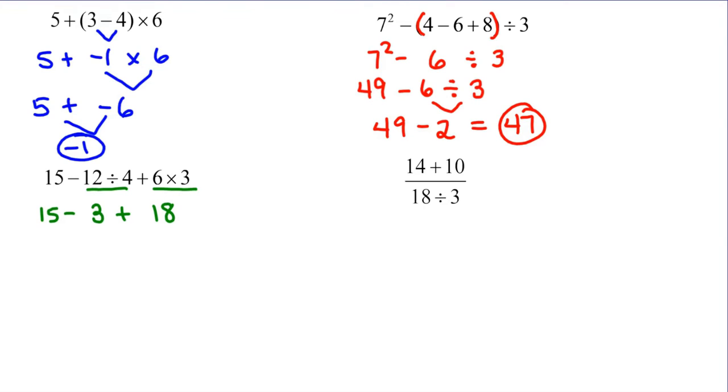So now all I'm left with is subtraction and addition, and I'm going to do those from left to right. 15 minus 3 is 12, and then I have 12 plus 18, which gives me 30. And there I have evaluated that correctly.